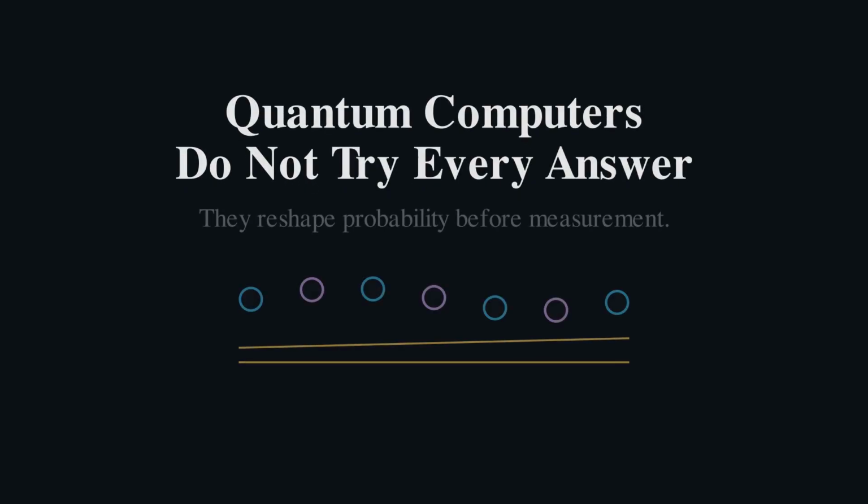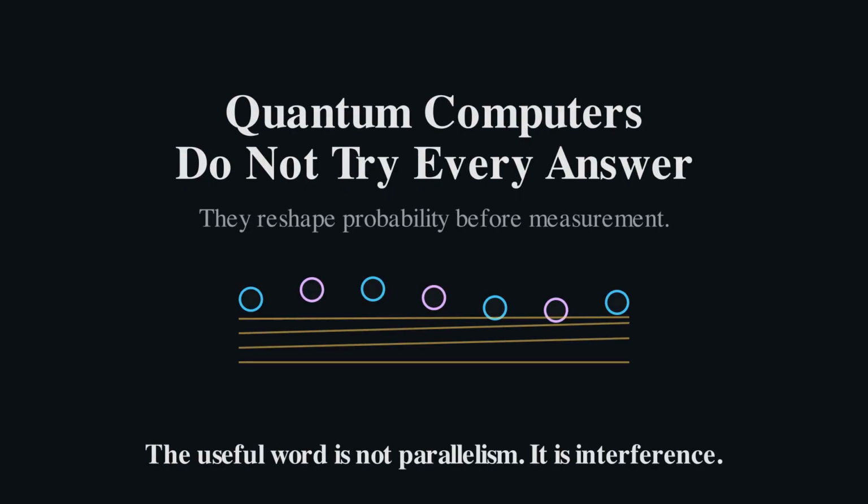Quantum computers are often described as machines that try every answer at once. That picture is catchy, but it is also misleading. If a quantum computer simply held many possibilities and then revealed one at random, it would not be very useful. The real trick is subtler.